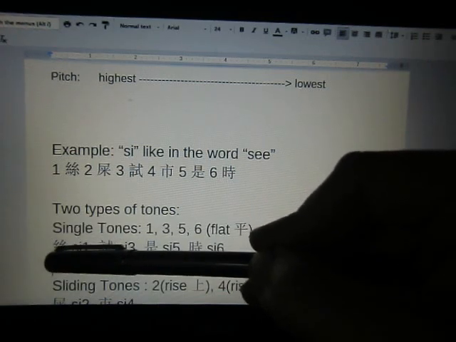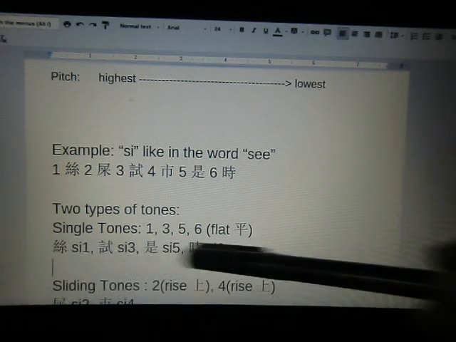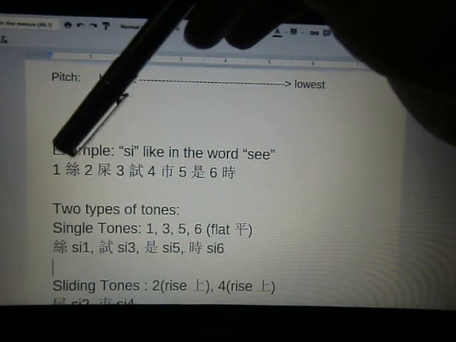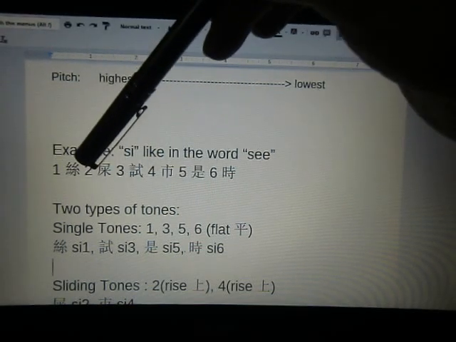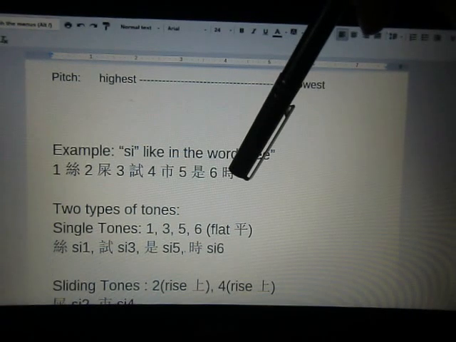So if you use a different or wrong tone to pronounce the word, for example "si", people will understand it as something else. In other words, you are not able to produce the correct sound. For example, "si" has six tones: si, si, si, si, si, si.